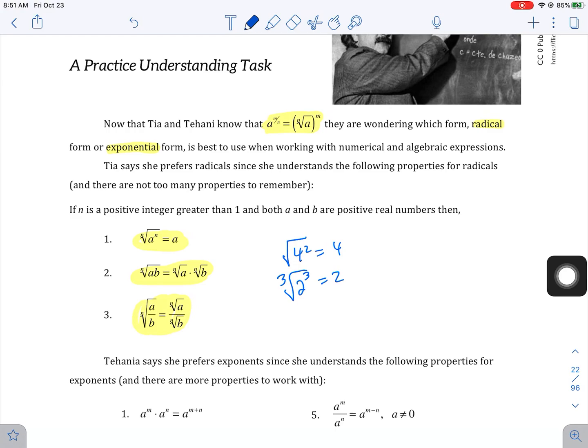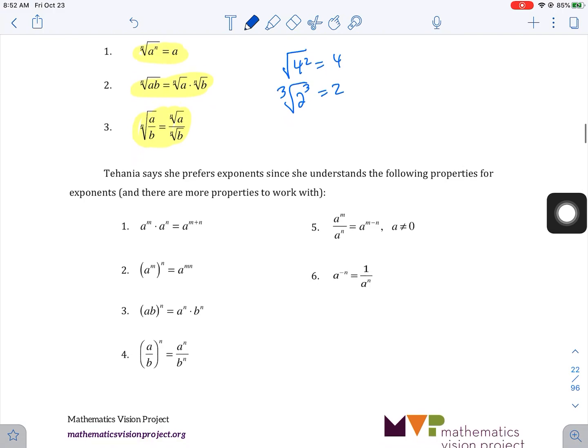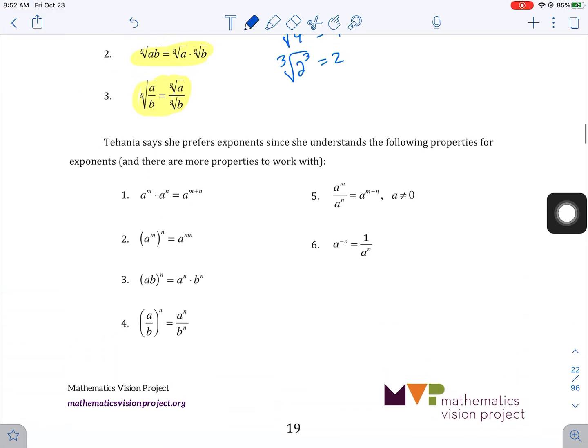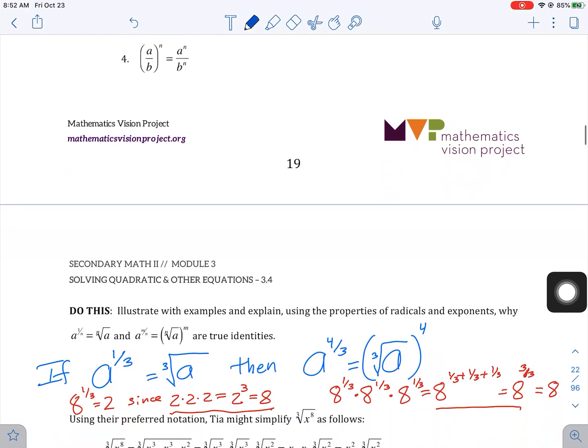Some other ways you can break it up, which are useful, is the nth root of ab is equal to the nth root of a times the nth root of b, or also the quotient, nth root of a divided by nth root of b. So we may use those as we work through these. There are some other ones. These are actually the exponent rules that you've done before, so you might want to take a look at those, make sure you understand those.